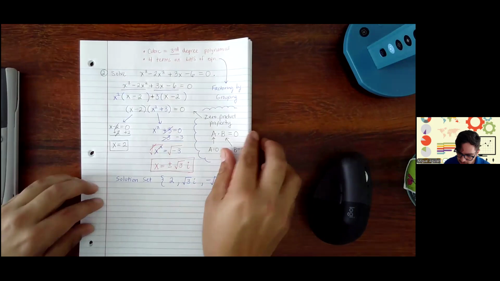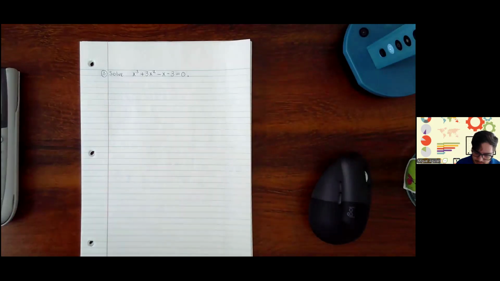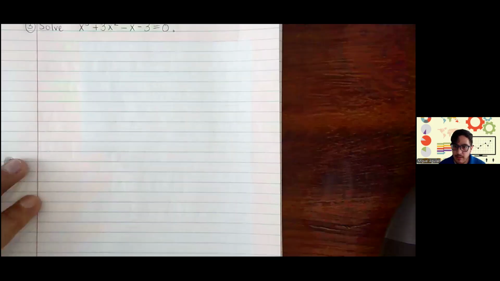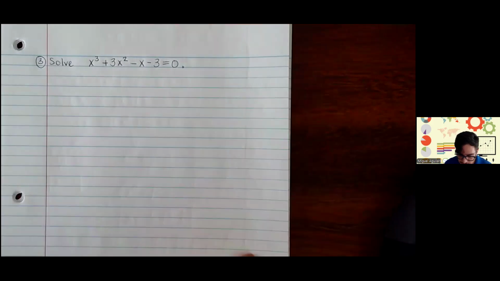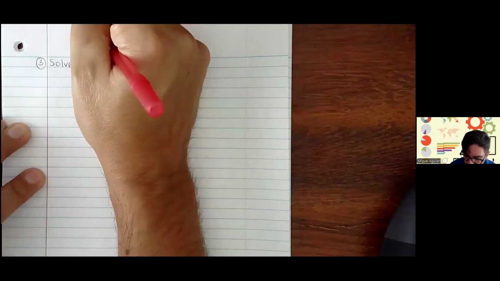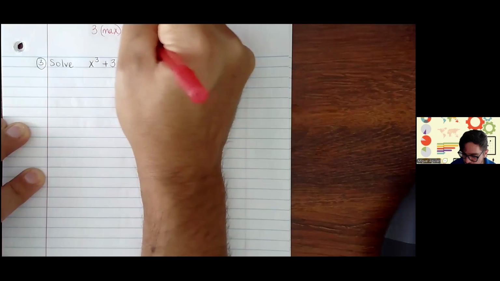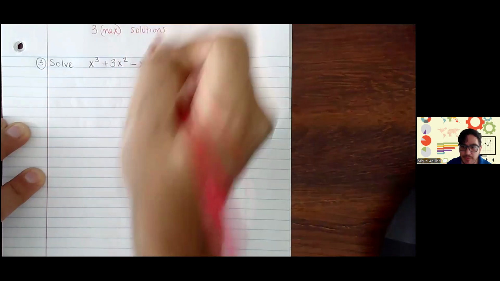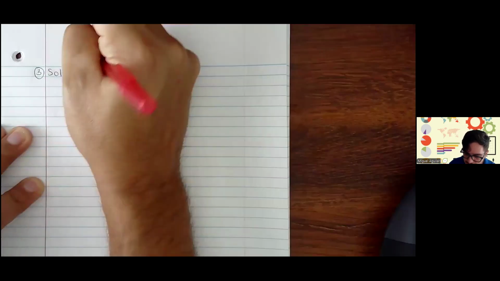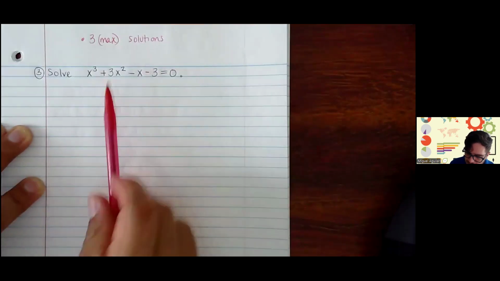Okay, let's take a look at the next example. Here we have another cubic equation, right? X to the third power tells us that we're going to have 3 max solutions, right? That's one idea here. And then we can count how many terms do we have in this polynomial.